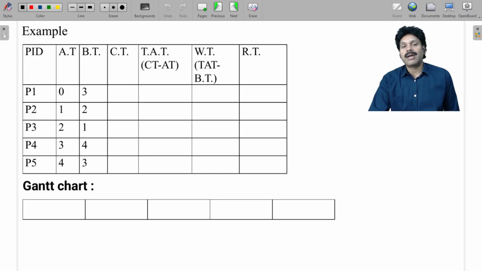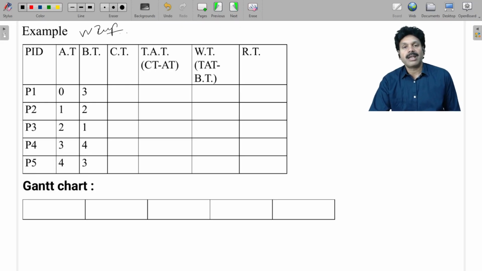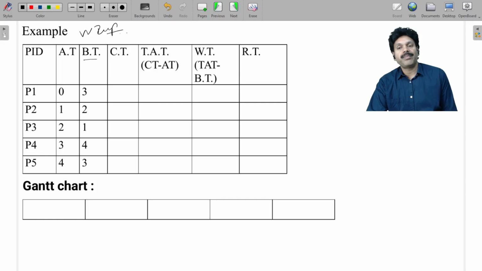See, this example has different arrival times. Most cases you will get this kind of problem, 100%. You never get same arrival time problems. Imagine 0, 1, 2, 3, 4 are their arrival times, and P1, P2, P3, P4, P5 are their process IDs, and how much time are they busy with CPU? 3 units, 2 units, 1 unit, 4 units, 3 units.